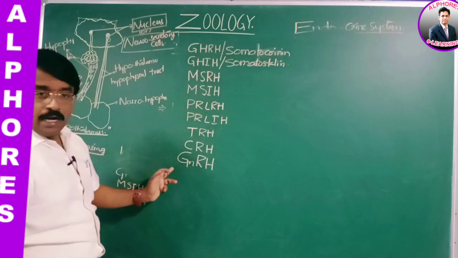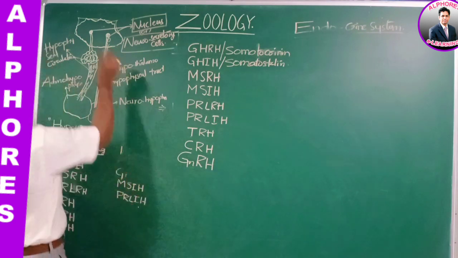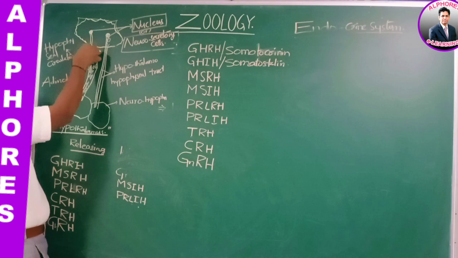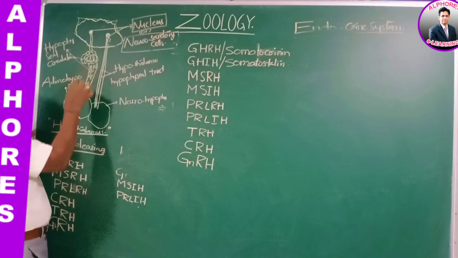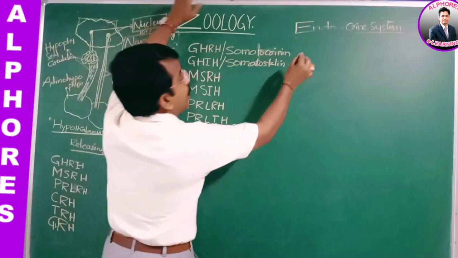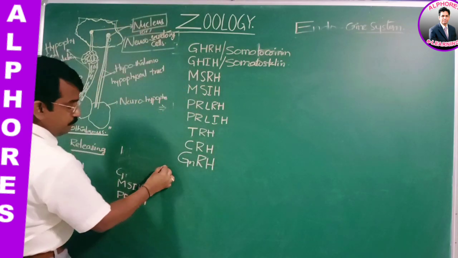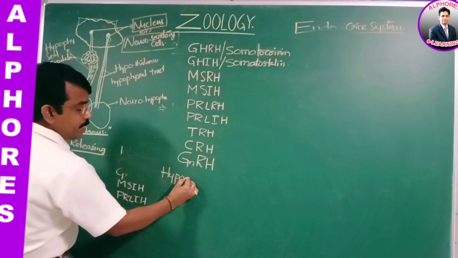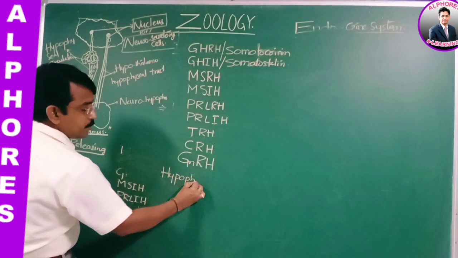These releasing or inhibitory hormones, synthesized in the nucleus, travel through blood circulation, which is named the portal circulation, said to be the hypophyseal circulation. We name it the hypophyseal circulation. Recall your memory, hypophyseal circulation.